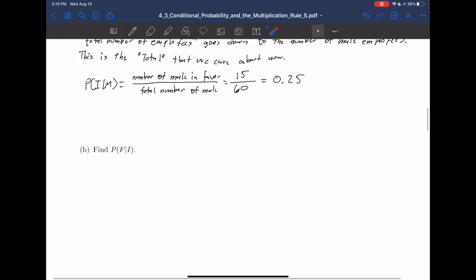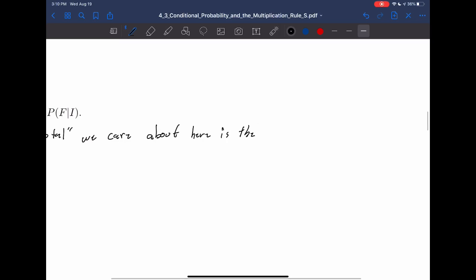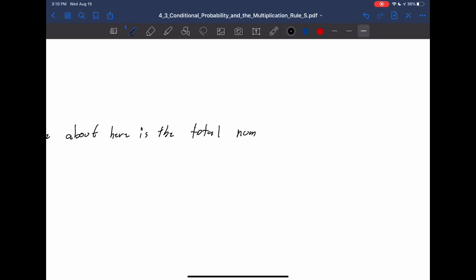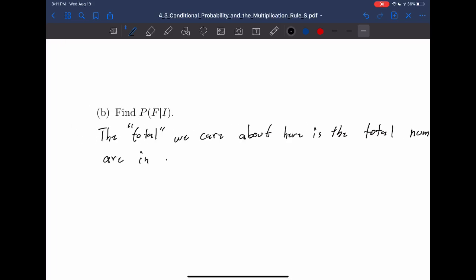Let's consider this problem. We want to find the probability of picking a female, given that they're in favor of the policy. So one thing you want to know is that the total that we care about here is the total number of employees that are in favor of the new policy. Another way you want to think about it is that the total that we care about is the given part of the probability. So in favor is the given part.